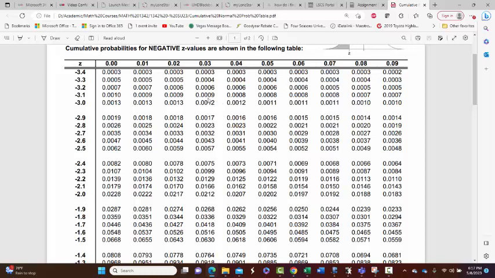So it was negative 2.19, and the top row gives you the second decimal place. So you find the negative 2.1 row, which is right here. Then you go to the 0.09 column, which is far right. So you look at where the negative 2.1 row meets the 0.09 column, and it gives you an answer of 0.0143.